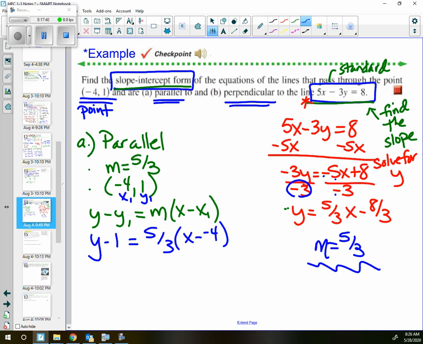Okay, so here's what I'd like you to do. This is point-slope form. If they just said, hey, write the equation of a line, you'd be done. But they said slope-intercept because it's more user friendly. We can put it in the graphing calculator. There's only one of them for every line. They want you to solve for y. Pause the video, solve for y.